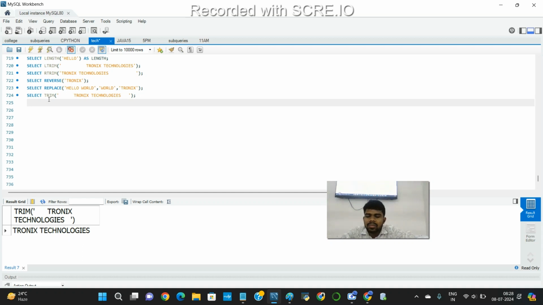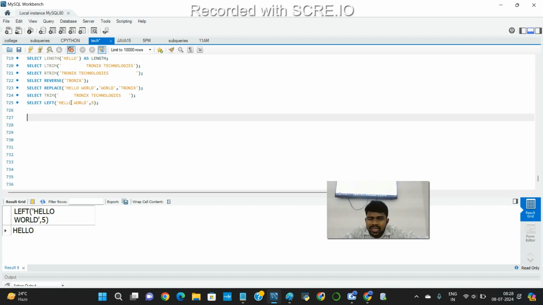Let's discuss some more. For example, let's see LEFT of hello world, keep 5. Suppose. So what does it indicate? Yes. LEFT of 5. 5 indicates the left side length. We are displaying 5 characters from the left side, that is hello.